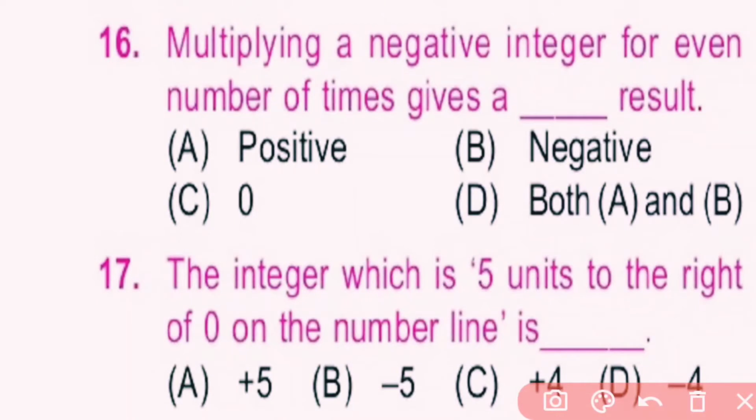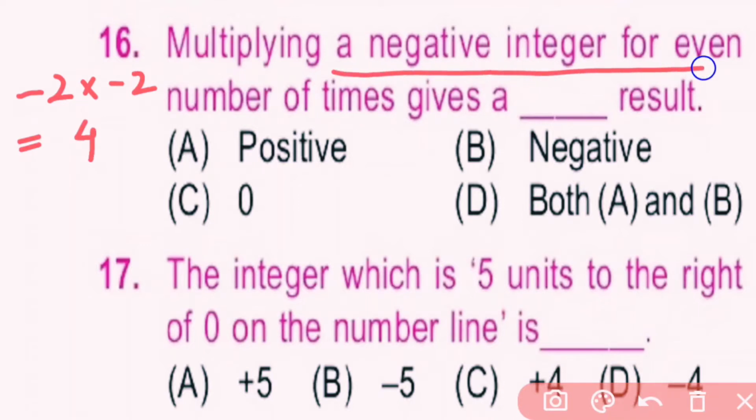Let's start with question number 16. Multiplying a negative integer an even number of times gives a dash result. If we multiply a negative integer such as minus 2 into minus 2, the answer will be plus 4. If we multiply a negative integer an even number of times, then the negative sign will become a positive sign. So it gives a positive result. Option A is the correct answer.